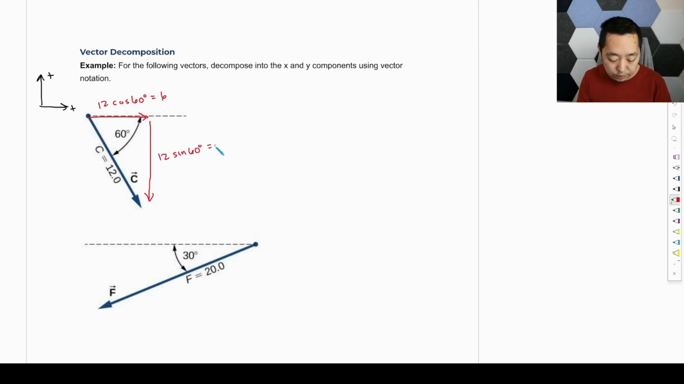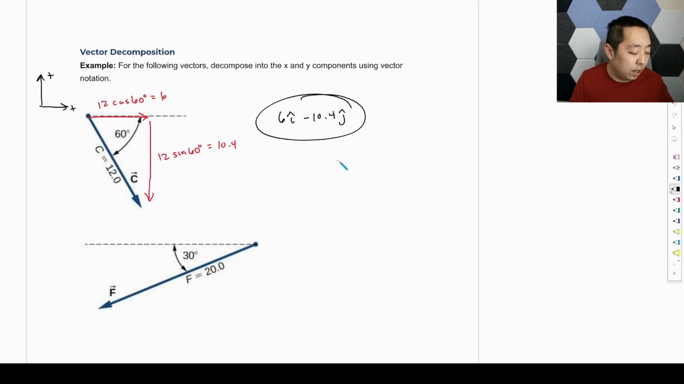12 sine of 60 is going to be 10.4. So in terms of vector notation, the x component's to the right, so it would be 6i hat. The y component's 10.4, it's pointing down, so it's -10.4j hat. Okay, and you can also look at three-dimensional vectors. k hat is used for the z-axis when we get to more three-dimensional vectors. Right now in kinematics, we don't usually spend much time on three-dimensional vectors, but we will do that, especially in the E&M portion.